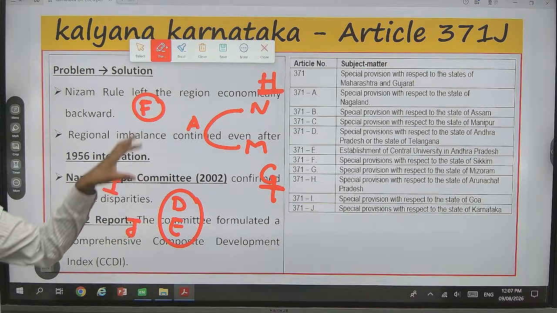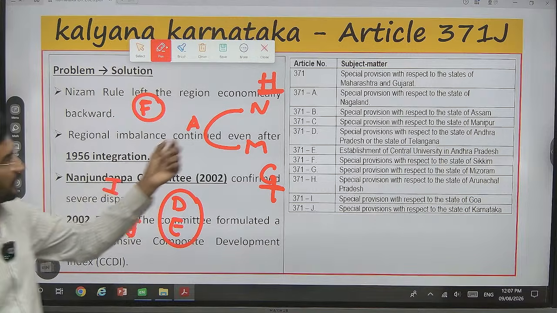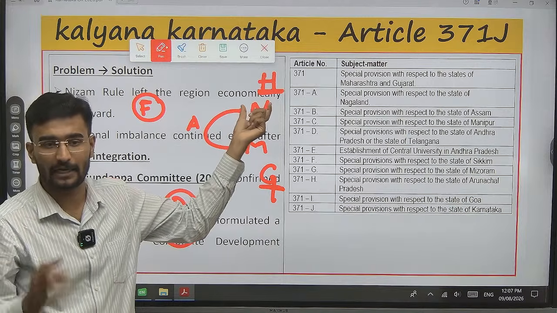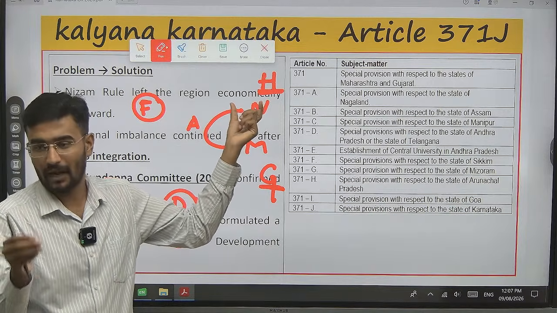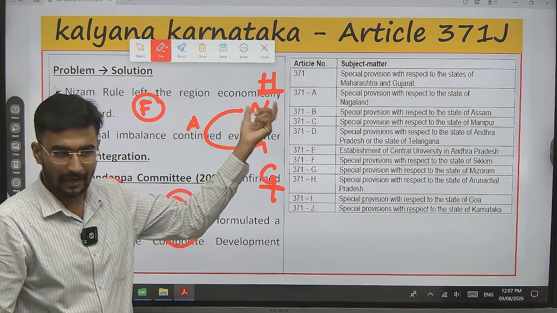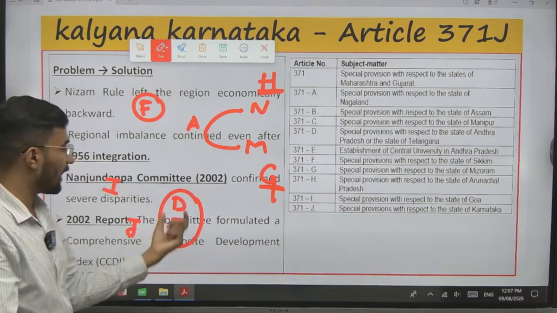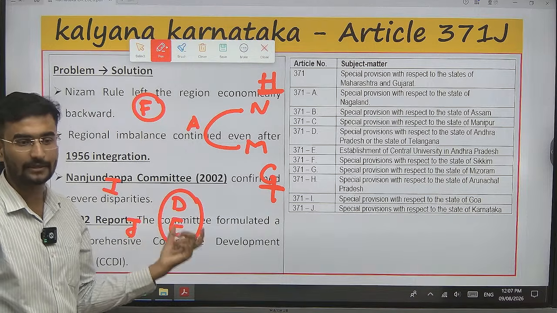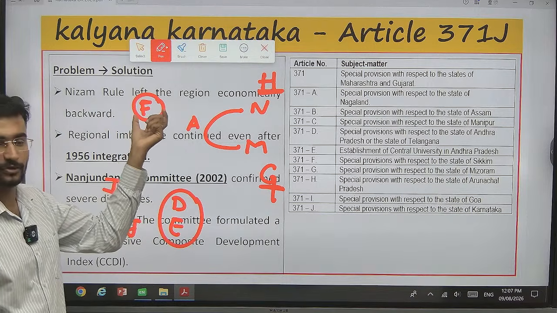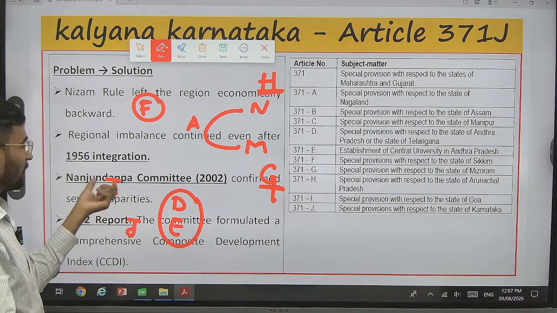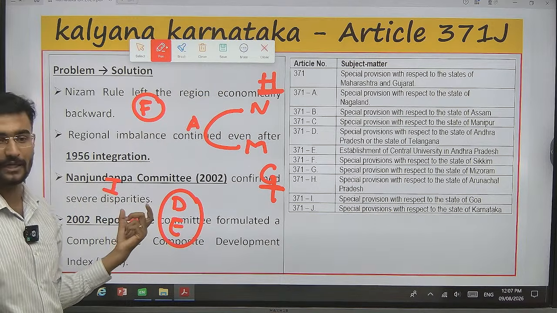If you plot it on a map, you will find it like this. First one is 371. A talks about, as amended, Nagaland, B talks about Assam, C Manipur. D and E talk about Andhra and Telangana. Followed by this, F talks about Sikkim. Followed by G, Mizoram. H talks about Arunachal Pradesh, followed by I is Goa, J we call Karnataka.